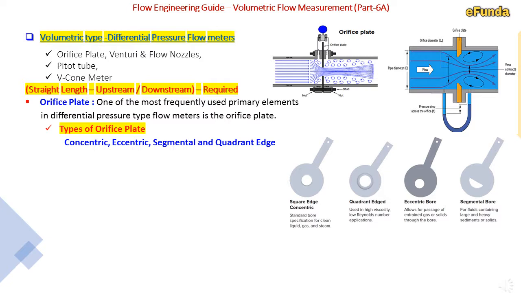Segmental and eccentric type orifice plates were used for measurement of solids in gas or liquid, entrained gases, and gases with condensed liquid. Eccentrically bored plates have the orifice off center, or eccentric, as opposed to concentric. The bore of an eccentric orifice plate is normally tangent to a circle which is 90% of the pipe diameter, so that the solids or slurries may pass through.